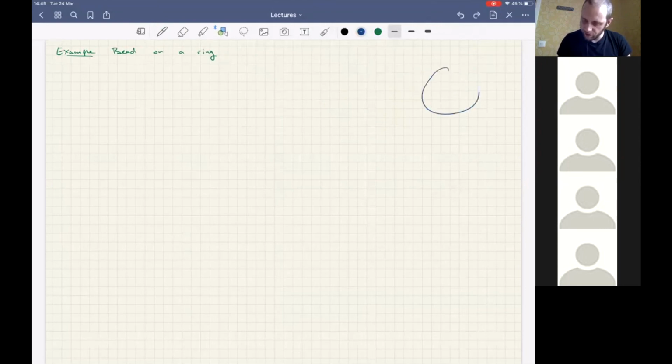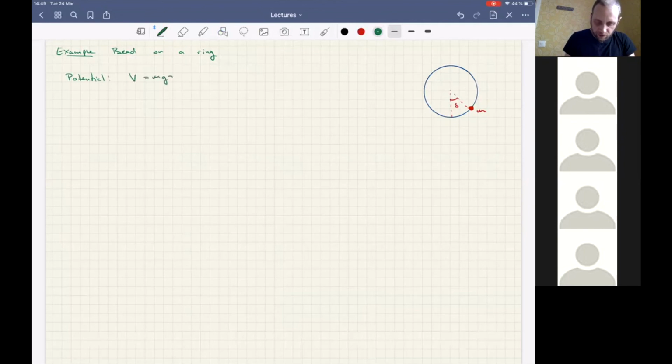Oops, that's not a ring. That's more like it. So let's take a mass moving on this ring, and let's call this angle s. Now your potential here, that's just V equals mgz, which, the way we have defined s, is minus mgr cosine of s.